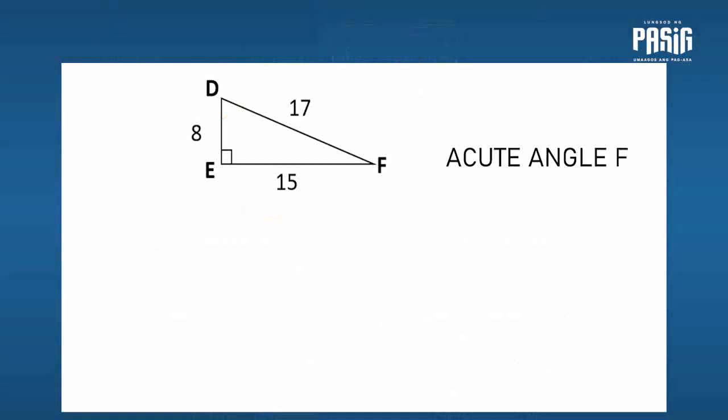How about if the given is the acute angle F? The positions of the parts of the right triangle will not be the same as the previous examples. The side opposite to angle F is DE, which has a length of 8. The adjacent side will be EF, which has a length of 15. And the hypotenuse is DF, which has a length of 17. By looking at the figure now and applying the definitions of the 6 trigonometric ratios, we can have the following ratios.